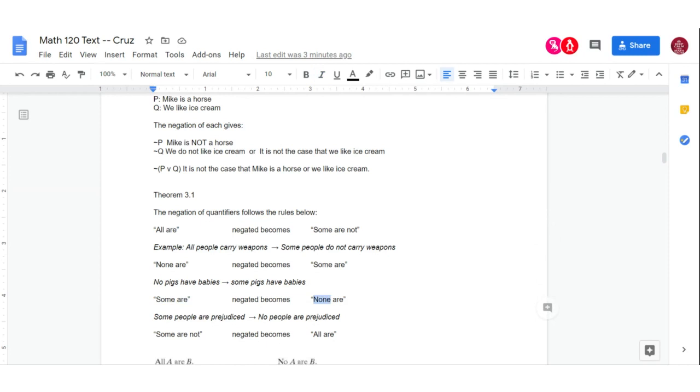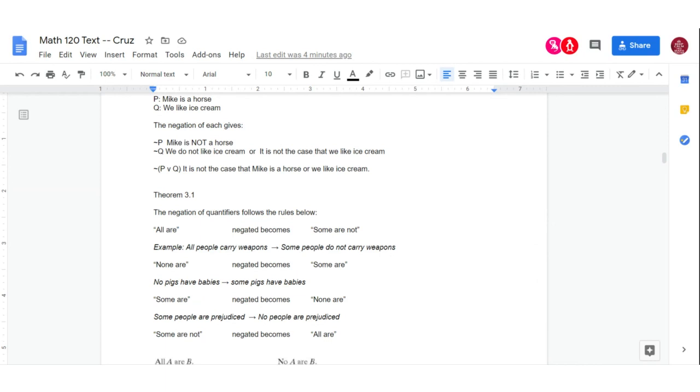And then this is the one that's kind of a composite of some and none. Some are not is negated by all are. So if we said some people are prejudiced, well, you just got to go out there and show that there are none that are prejudiced. So it's a matter of kind of counterbalancing something when you're talking about these quantifiers.